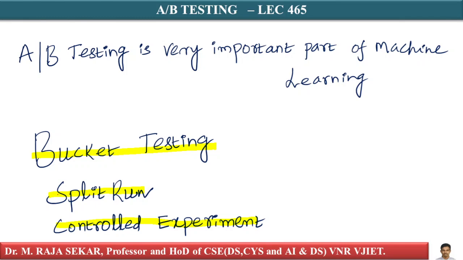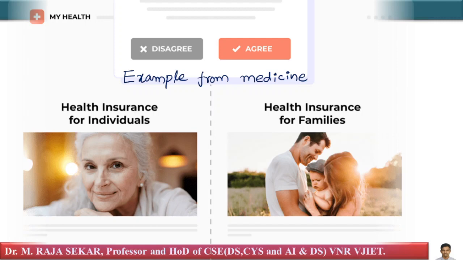To understand this, let's take an example from medicine to start with. Suppose there is a medicine for cold that is already existing. Let's call this M old. And some company created a new medicine or drug, M new, to address the problem of cold.